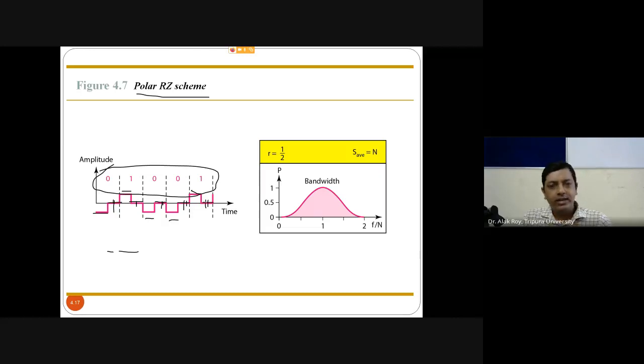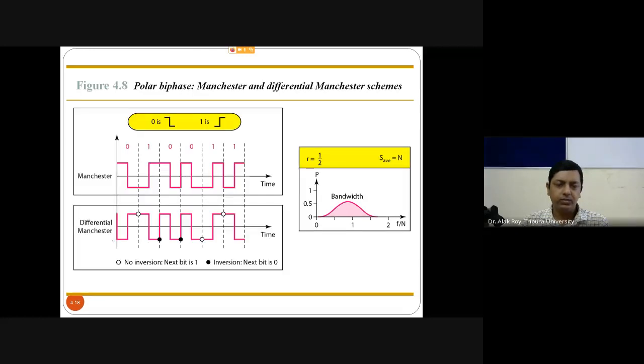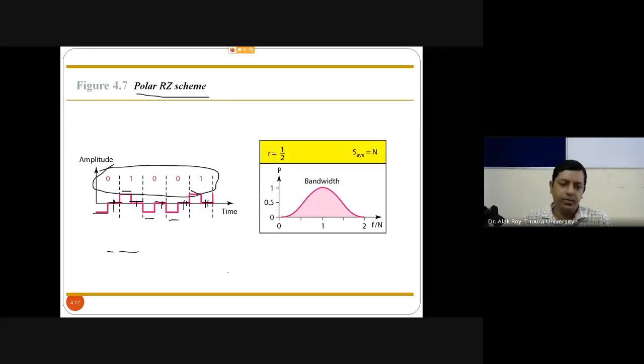Then you will get the same signal representation in both sides. Okay, I hope this is clear.